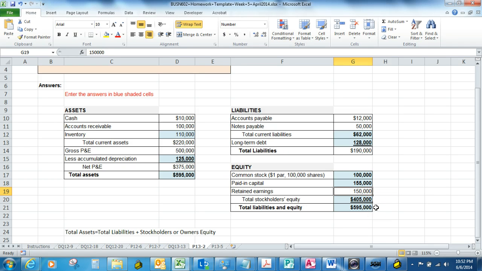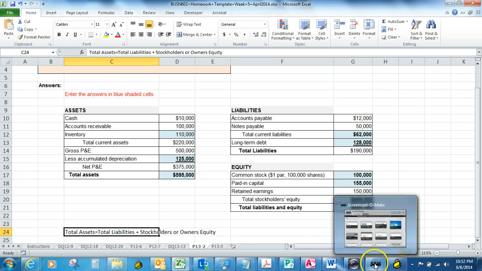So that's kind of how you would go about solving each piece of this using your adding and subtracting and just putting together the pieces, all based on this formula and the balance of the two sides of the balance sheet. And that's basically how you would solve for this problem.